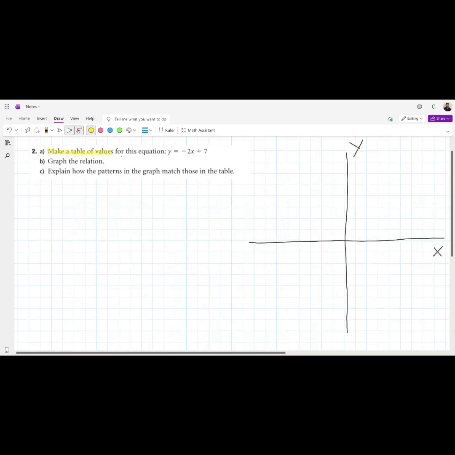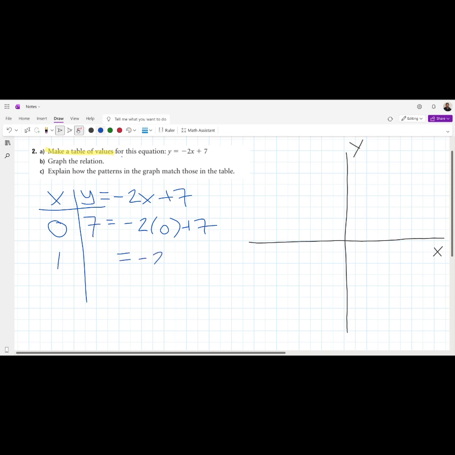Graphing equations. So to graph an equation like y equals minus 2x plus 7, I need to make a table of values, choose values for x, and substitute it into the equation. If x was 0, negative 2 times 0 plus 7 is just 7. If x was 1, negative 2 times 1 plus 7 is 5. If x was 2, negative 2 times 2 plus 7 gives me 3.